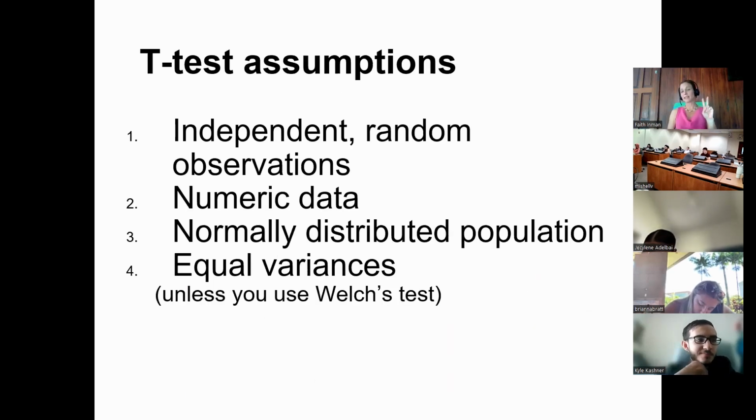The second assumption is that you have to have numeric data. This doesn't work if you're measuring nominal data. You can't take an average of colors, unless you converted it to a numeric number like RGB, something like that. But otherwise, it's got to be numeric data.